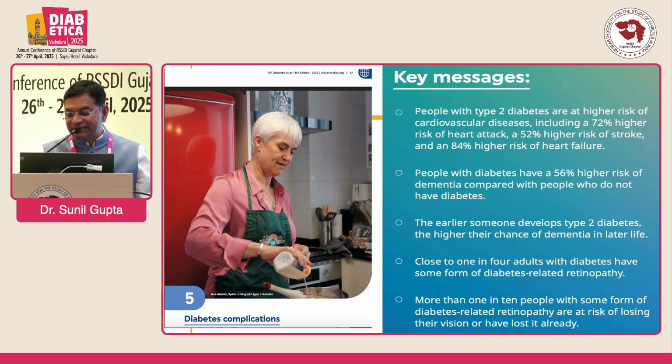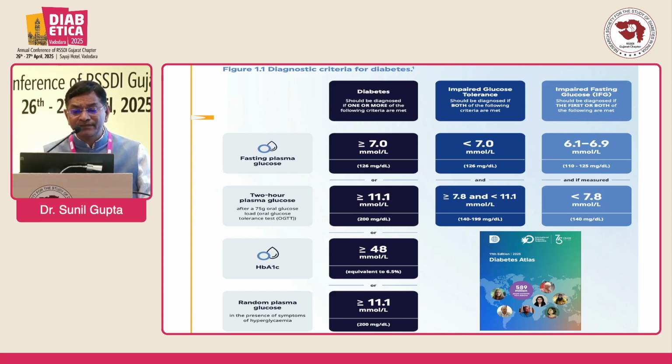They have a 56% higher risk of having dementia. The earlier someone develops type 2 diabetes, the higher the risk of developing dementia in later life. Close to 1 in 4 adults have diabetes-related retinopathy, and more than 1 in 10 may have diabetes-related blindness.